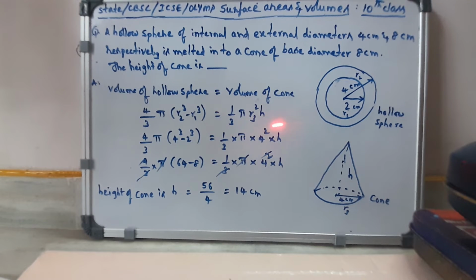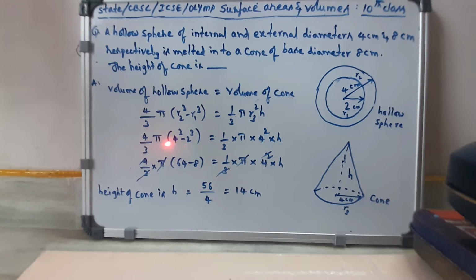So what is the volume of the cone? 1/3 pi r3 square h. Here r3 is nothing but the base radius of the cone. So 1/3 pi r3 square h. So both values we have to equate.